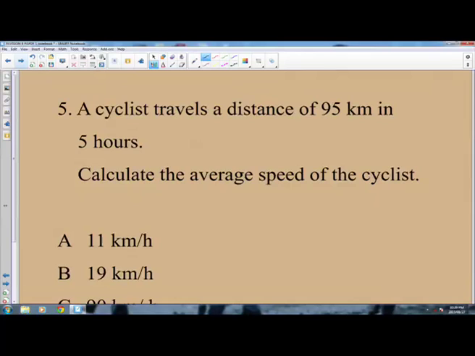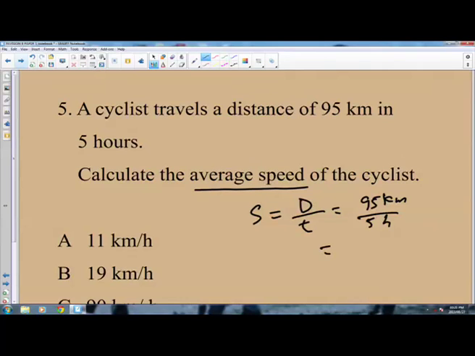So it says you have to find the average speed. How do you find the average speed? Speed equals the total distance divided by the time taken. So this is how we calculate speed. And then we've got the distance as 95 kilometers. So this will be 95 kilometers divided by 5 hours.